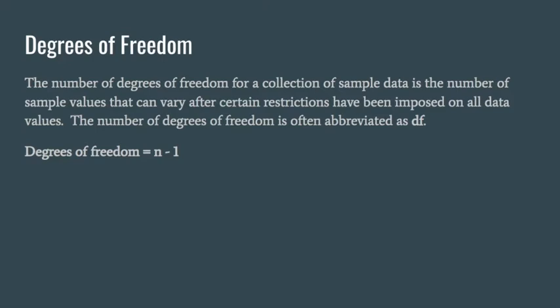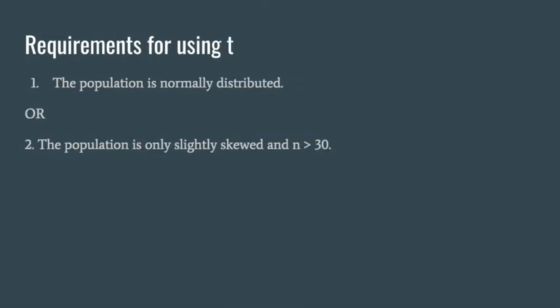If we have a sample of size n, then our degrees of freedom is always going to be n minus 1. And it's important that we know this because, as you noticed on that last graph, the degrees of freedom change the shape of the student t distribution. The higher the degrees of freedom, the closer the student t distribution is to the normal distribution. The lower the degrees of freedom, the less it looks like the normal distribution. So if we're going to use the student t, we have to meet a couple of requirements.